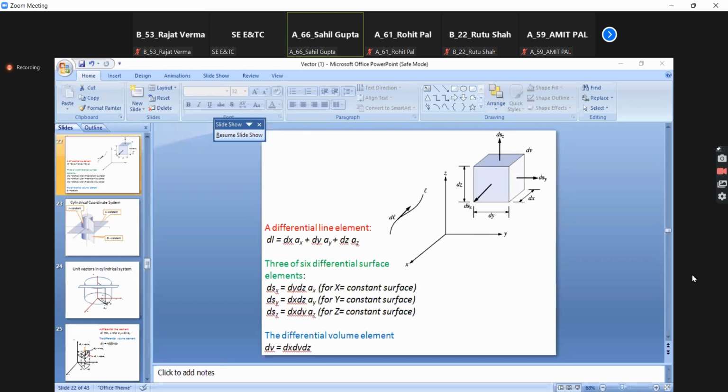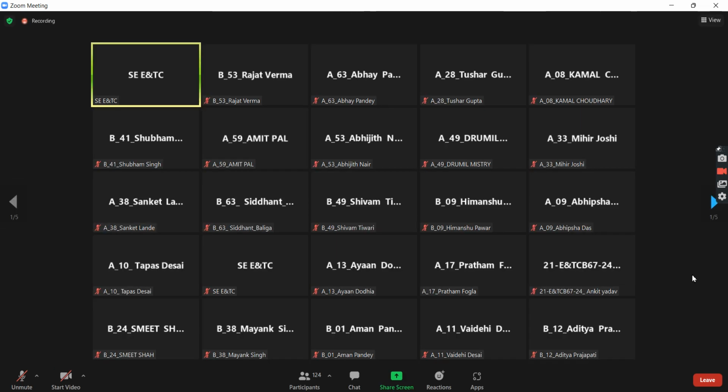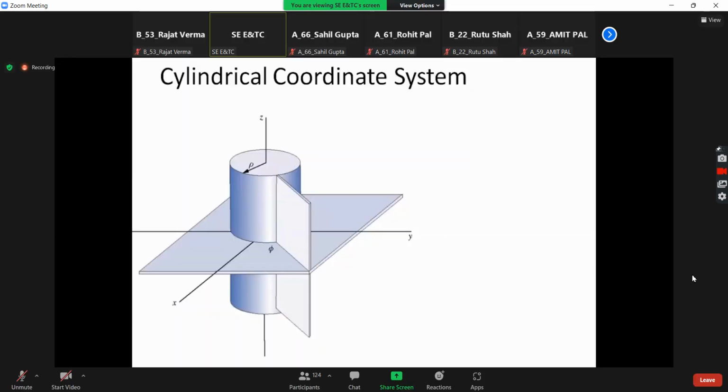Miss, PPT is not visible. नहीं दिख रहा है? No, Miss. वॉल्यूम वाला स्लाइड दिख रहा है. वो मैंने बोला ना, थोड़ा नेट का इश्यू है, मैं फिर से शेयर करती हूँ. दिख रहा है क्या? देखो, मुझे बताओ.